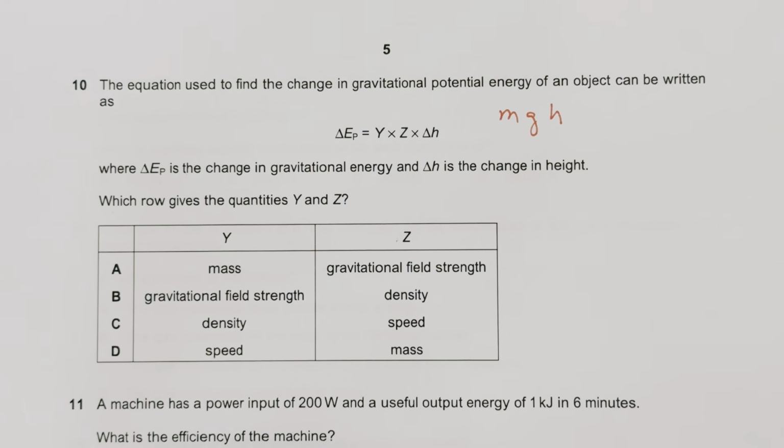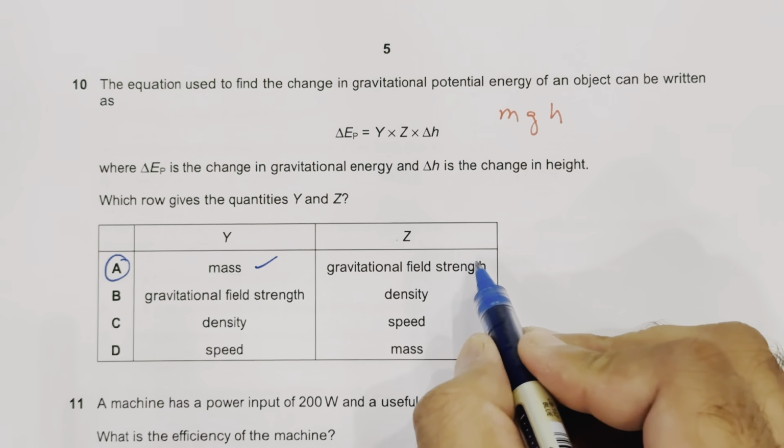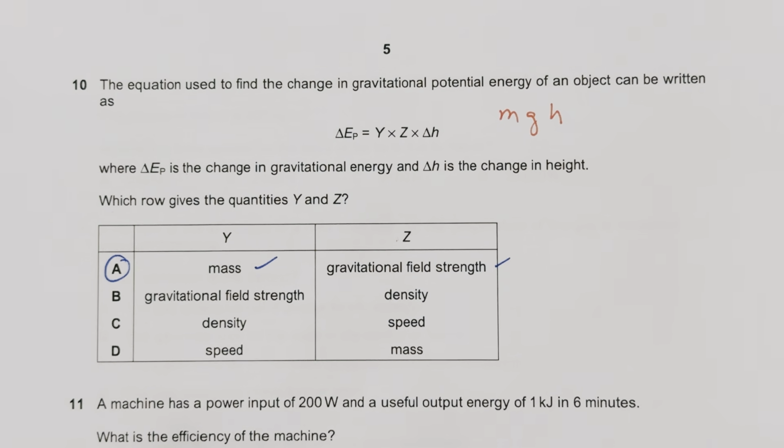We know that Y would be m and Z would be gravitational potential energy. So option number A is carrying both these options, so that's why it is correct. Moving to question number 11.